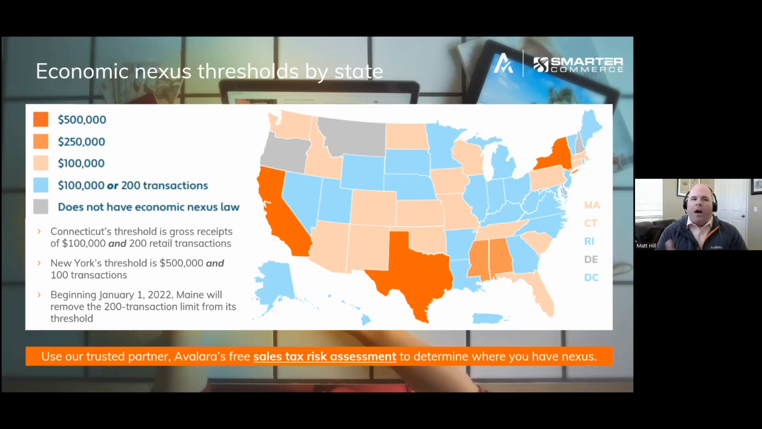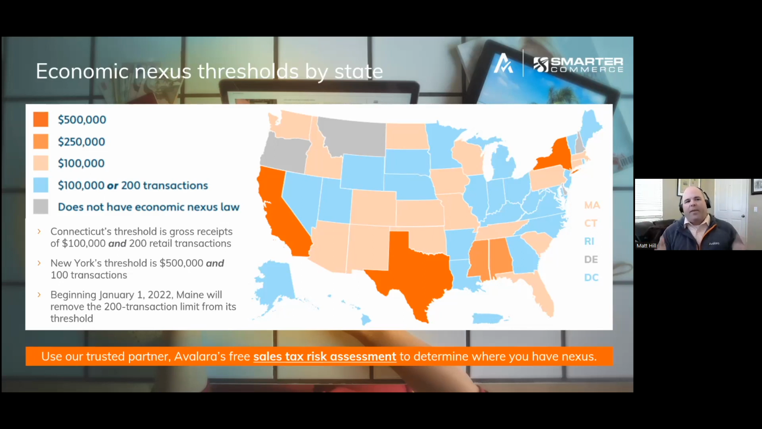So you can see, obviously here in California, Texas, New York, it's a straight dollar threshold if you do a certain amount of business. So if you were located in Kansas and effectively you're selling into the state of California, if you exceed that 500,000 threshold, you would be required to register. And these laws are constantly changing.